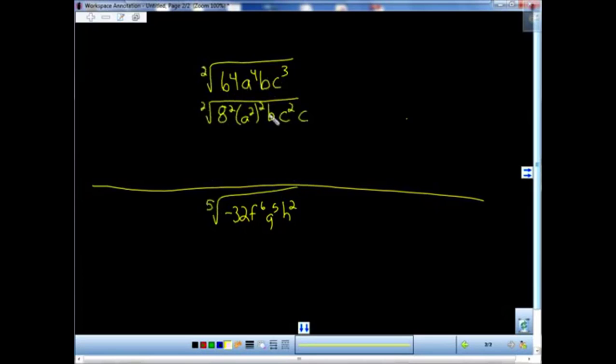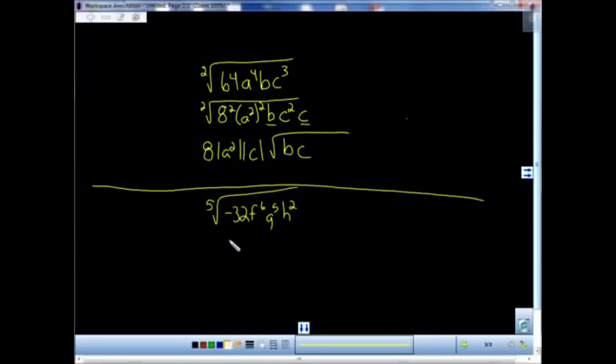So if I take the square root of this whole thing, just taking the square root of the parts that I can actually square root, the square root of 8 squared would just give me 8. And since I have an even root, I need the absolute value of the variables. So if I'm taking the square root of a squared squared, it's going to be the absolute value of a squared and the absolute value of c, times the square root of everything that's left over. We have a b left and we have a c left. So we have 8 a squared, absolute value of c, square root of bc.